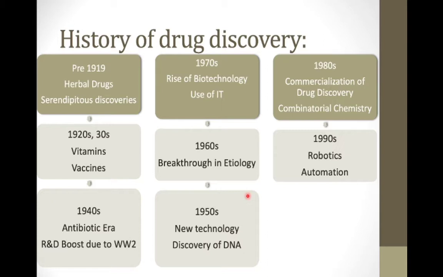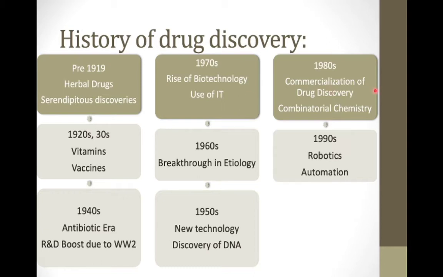And then in the 1960s, there was a breakthrough in something called etiology. This is a type of science which looks at the causes and origins. So for example, the cause of high blood pressure is due to smoking, or the lack of exercise or stress, and maybe a diet high in salt and fat. And so this allowed us to assign a cause to the disease. In the 1970s, we had the rise of biotechnology, and that was due to the 1950s discovery of DNA, and also the use of information technology, IT.